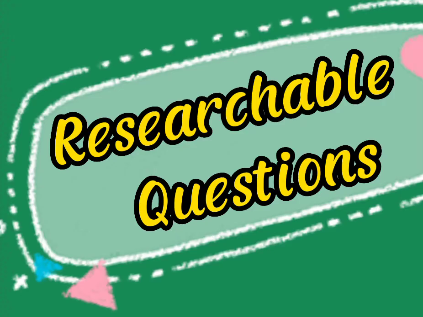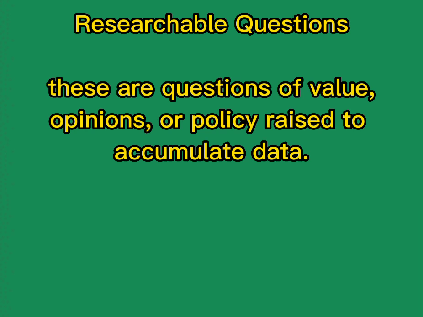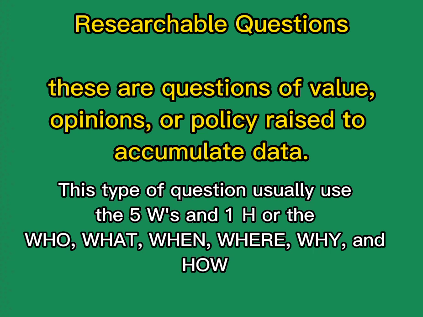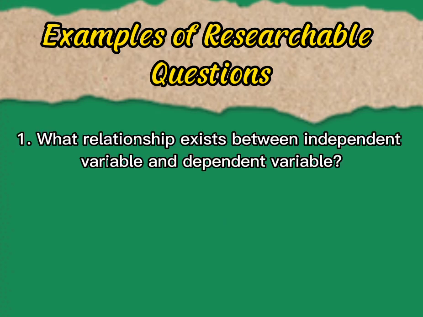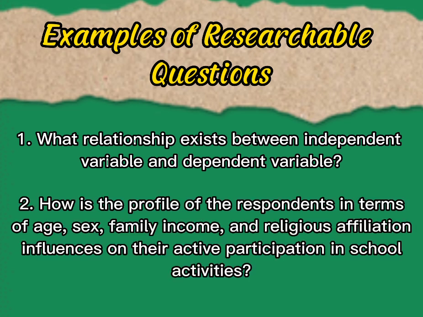And the researchable questions naman, these are questions of value, opinions, or policy raised to accumulate data. So this type of question usually use the 5 W's in one each, or the who, what, when, where, why, and how. So the given example of this type of questions is that what relationship exists between independent variable and dependent variable. And the second one, how is the profile of the respondents in terms of age, sex, family income, religious affiliations, influences their active participation in school activities.